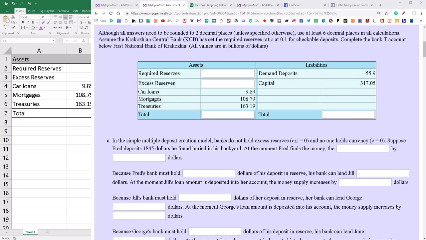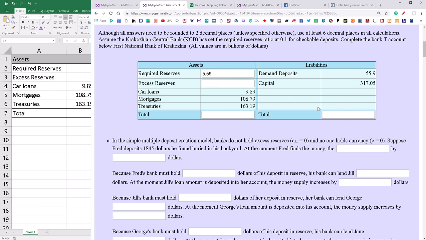In homework part 4, question 1, we're going to learn about how banks create money through bank lending. Here, the reserve required ratio is 10%. So what that means is, down here in this bank's T account, the bank has to hold 10% of its demand deposits on reserve by law. So 10% of 55.9 is 5.59.